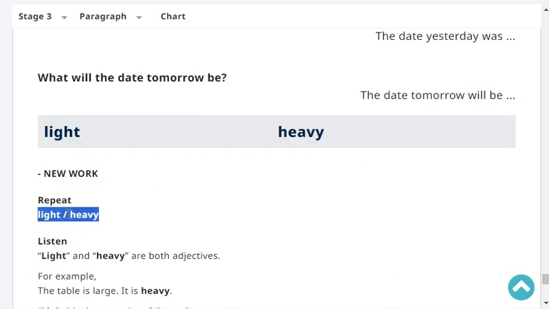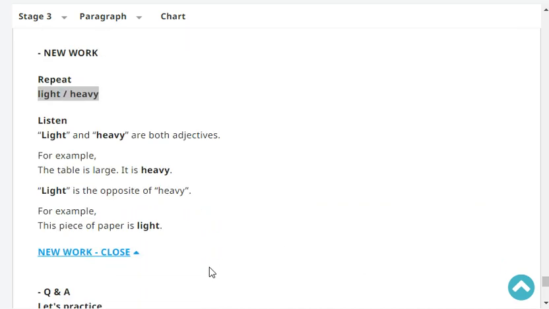Next, repeat. Light. Heavy. Very good. Okay, listen, light and heavy are both adjectives. For example, the table is large. It is heavy. Light is the opposite of heavy. For example, this piece of paper is light.